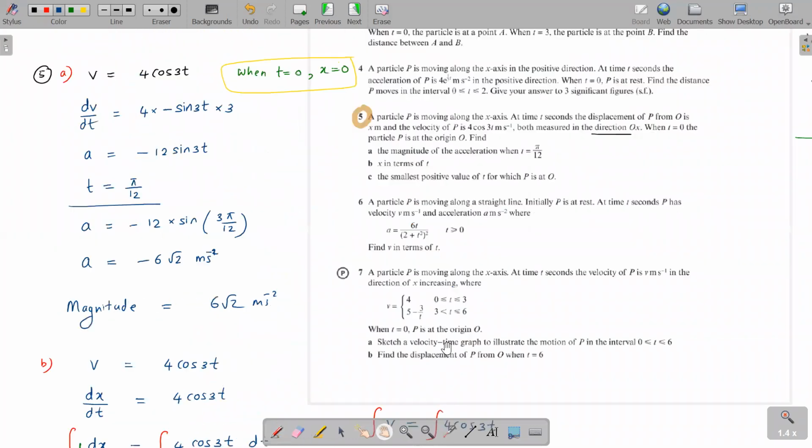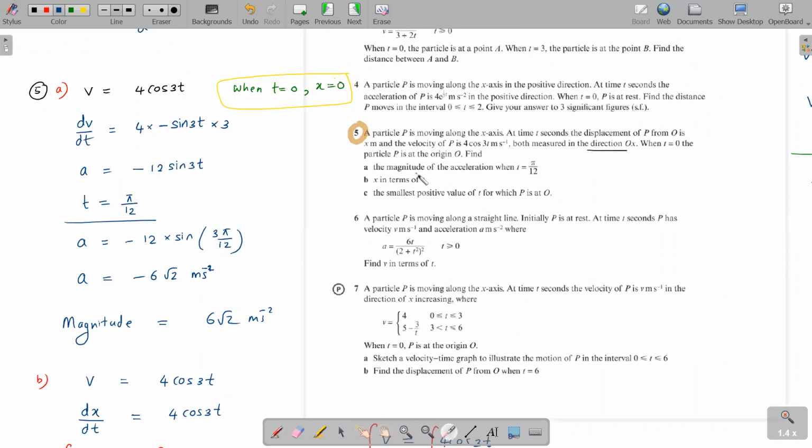And then we'll move to part C. Part C, they ask you the smallest positive value of t for which P is at O. What do you mean by P is at O? At O means the particle is at the origin. What happens when you're at the origin? Your displacement is 0.